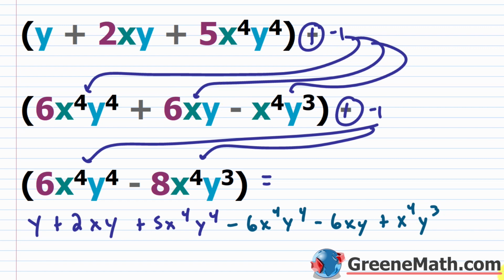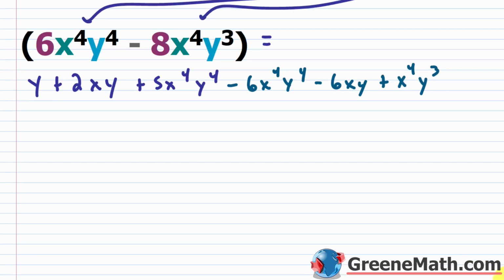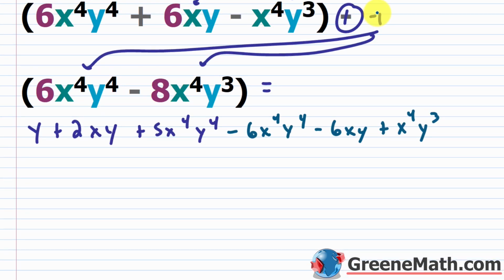Let me scroll down and get some room going. I think we're going to run off the screen here. So although you can't see it up there, actually I can scroll up to make you see it. So this guy, again, this negative 1 is going to multiply by each guy inside. So the negative 1 times 6x to the 4th power y to the 4th power would be minus 6x to the 4th power y to the 4th power. And then the negative 1 times the negative 8x to the 4th power y cubed would be plus, right? I'm just changing the sign, 8x to the 4th power y cubed.